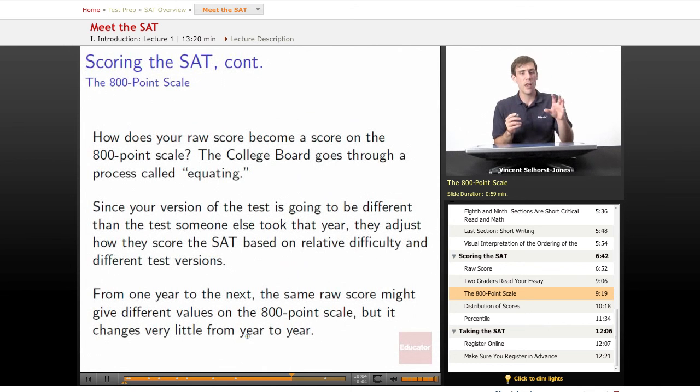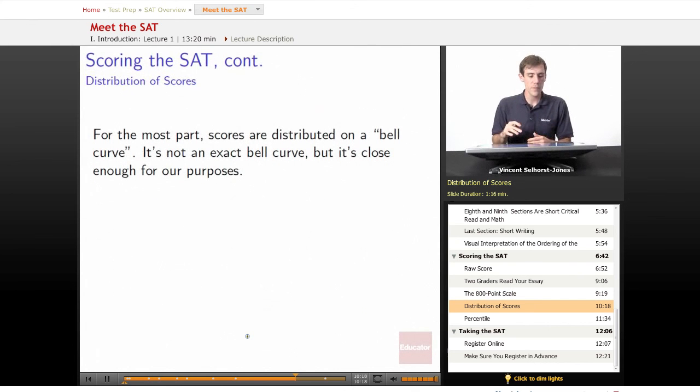If you wind up getting a 50 raw point score, it might be plus 10 or minus 10 from one year to the next, but for the most part, it's going to wind up being pretty much the same thing. So don't worry about how it changes from year to year. Mainly, you've got a sense of how it is based on your raw score.